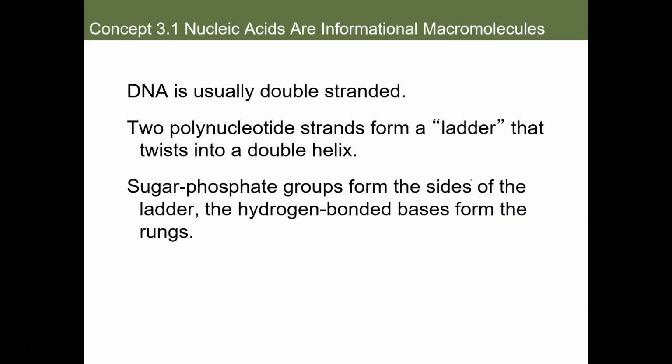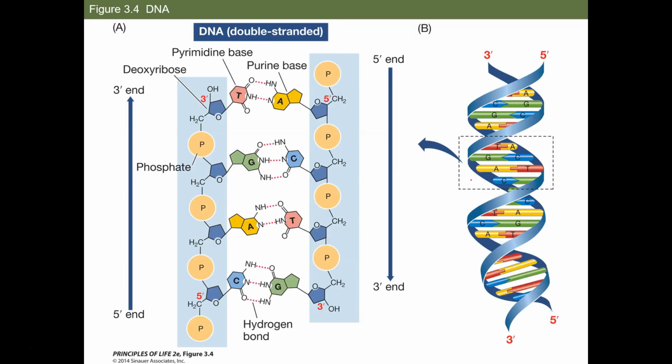Now, DNA itself is usually double-stranded. It can be found single-stranded in certain extreme situations. Two polynucleotides form a ladder with a twist that's known as the double helix. And this is your typical double-stranded DNA molecule. Pretty straightforward. Most of us are familiar with this.